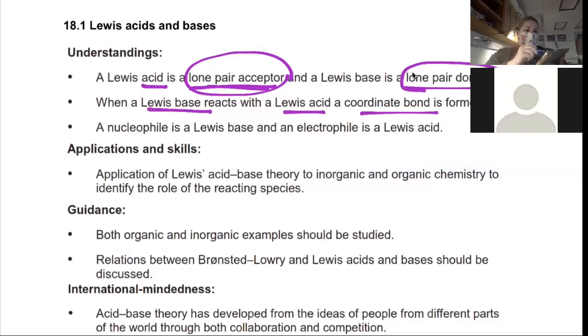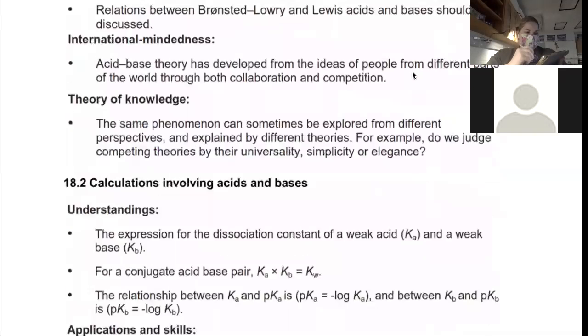Okay. And then we're going to start talking about some new vocab, because this is going to relate to organic chemistry, which we haven't gotten to yet. But there are these terms in organic chemistry, nucleophile and electrophile. That's what we use to describe a Lewis acid or base if it's an organic molecule. So I'm going to skip down here so we can get started.